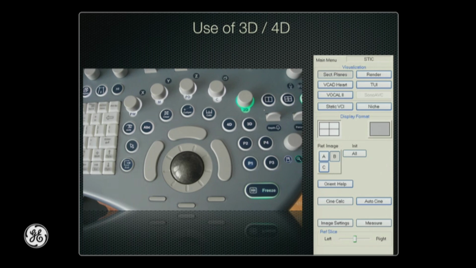When you use 3D or 4D technology, you always work with different buttons on your ultrasound machine. And you have these three important buttons, X, Y, and Z, and you rotate with these buttons in your volume. And one of the very important buttons is the scroll button, because you scroll through the volume and you perform like a virtual examination in the volume. And these buttons have the same function as the software on your computer.